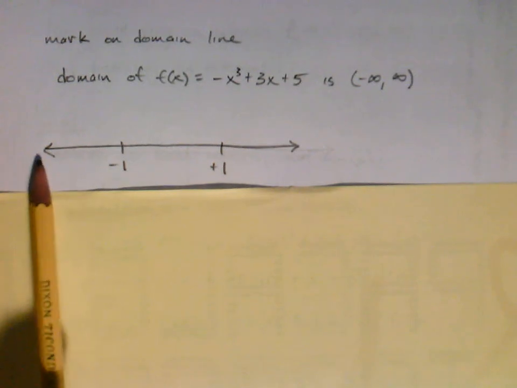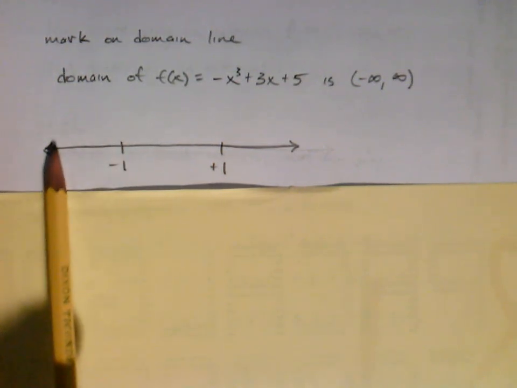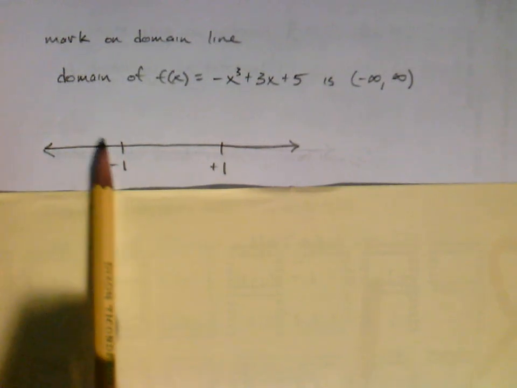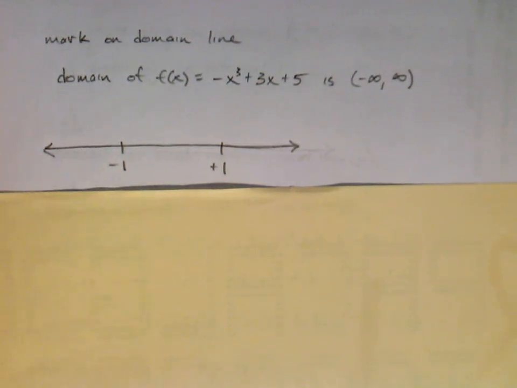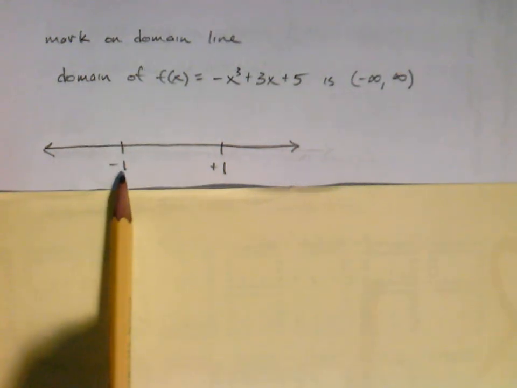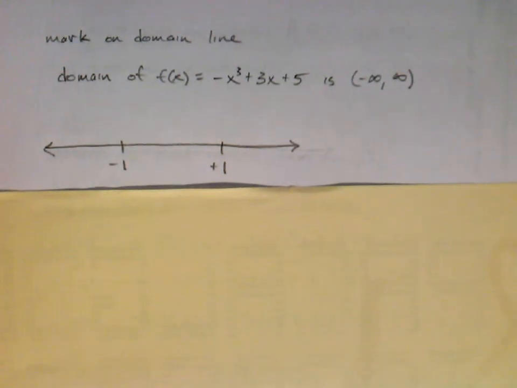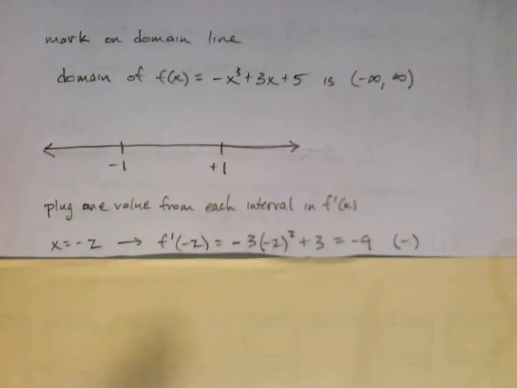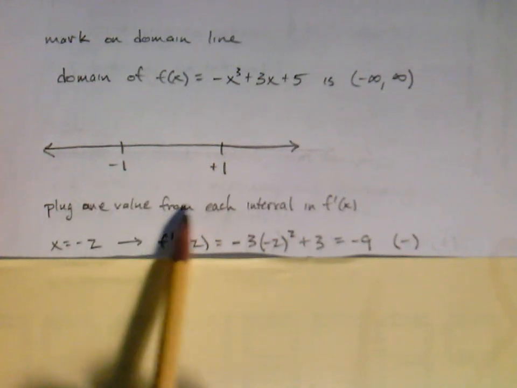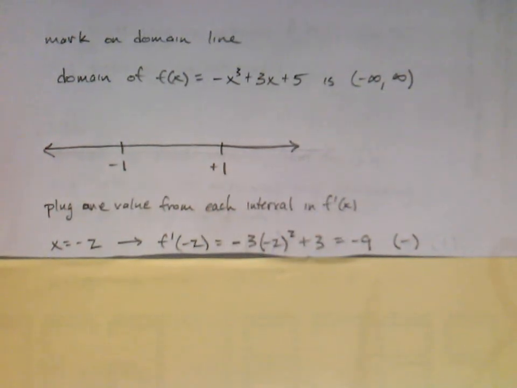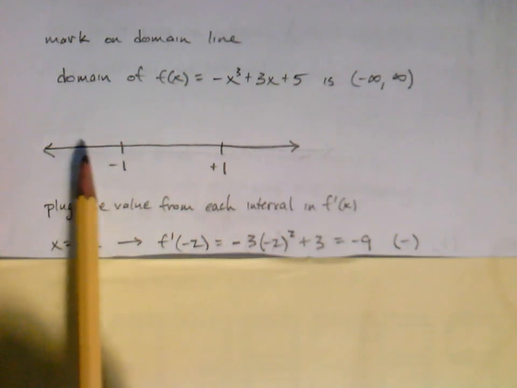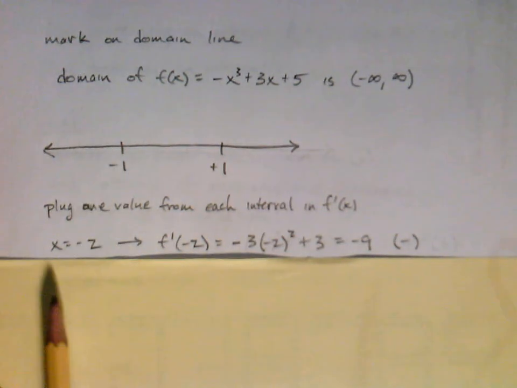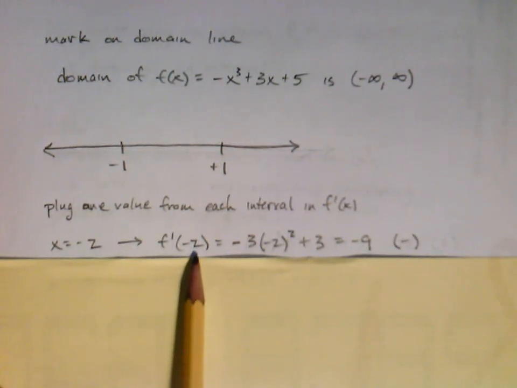What is a good value to pick from this first interval? It's kind of like the representative from this first interval. I think, well, if that's -1, let's pick -2. Okay, let's pick -2. Oh, and I've got some more instructions there. Kind of what I said verbally. Plug one value from each interval into the derivative. Okay, so for this first interval, I'm going to say, well, it's got to be something less than -1. Let's make it easy on ourselves and pick -2. So I'm going to plug -2 into f prime of x. f prime of -2.